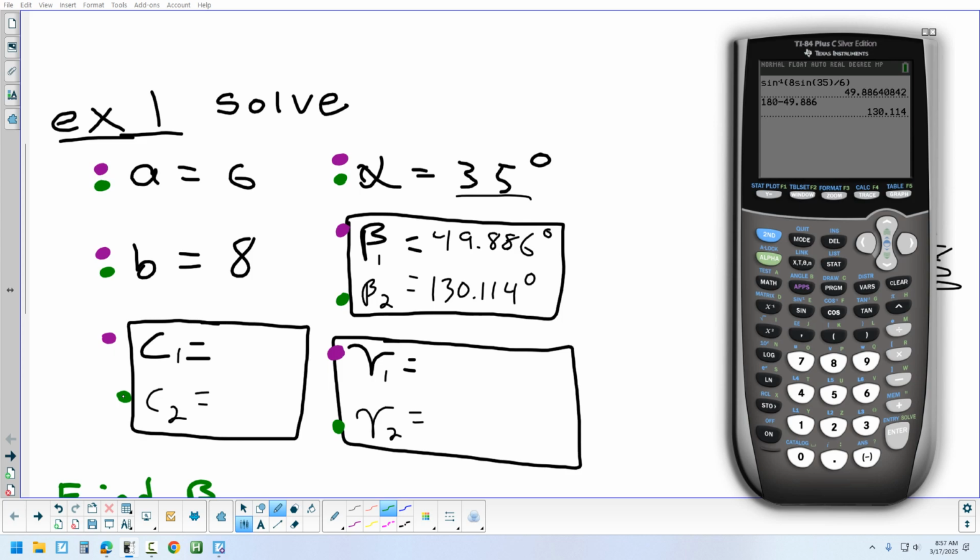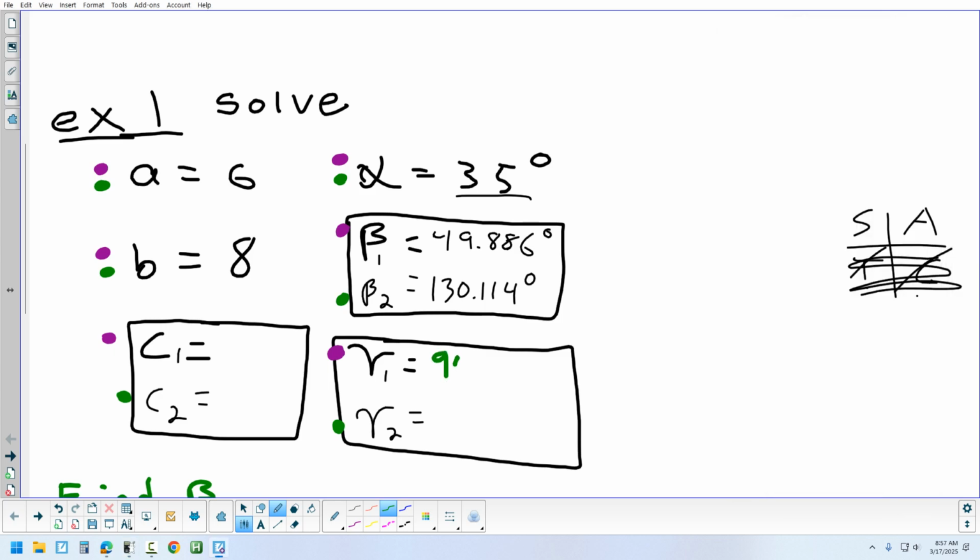So you're just going to subtract the alpha and beta 1 from 180. Yeah. And we don't have a right triangle here either. So we have to do alpha and beta 1 added together, subtract them from 180. You can do them one at a time. You can do them all together. And if you get 95.114 for gamma 1, then you did it right. So that's gamma 1.